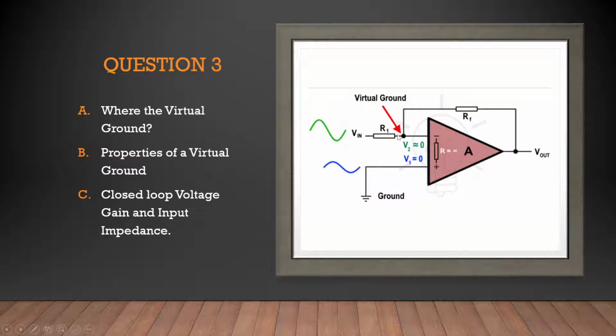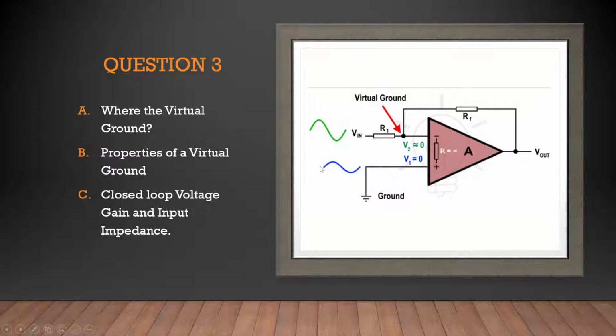The virtual ground will be here. The property of the virtual ground is that the voltage at the virtual ground is not actually 0. It has a small value that is close to 0, so we assume that it is 0. Like I said, it should be around 0.000 microvolts, which is very close to 0.